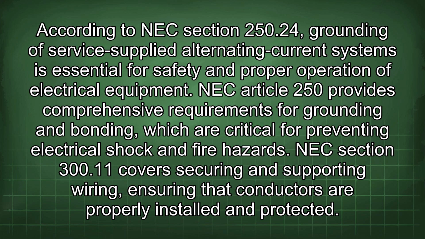According to NEC Section 250.24, grounding of service-supplied alternating current systems is essential for safety and proper operation of electrical equipment. NEC Article 250 provides comprehensive requirements for grounding and bonding, which are critical for preventing electrical shock and fire hazards. NEC Section 300.11 covers securing and supporting wiring, ensuring that conductors are properly installed and protected.